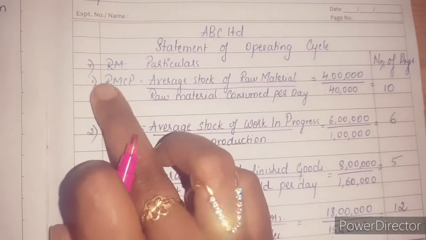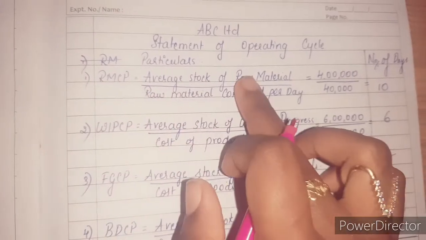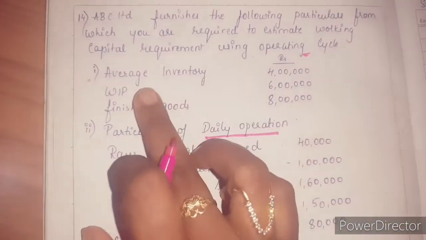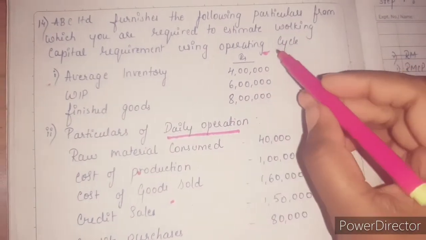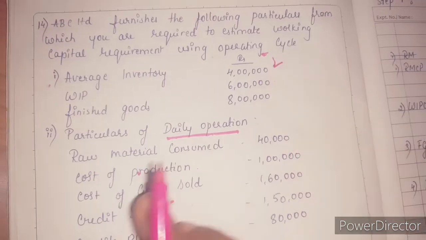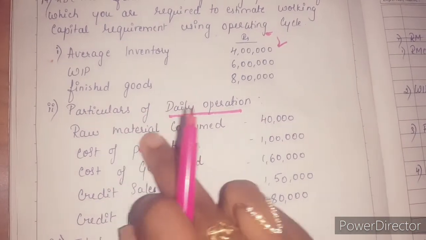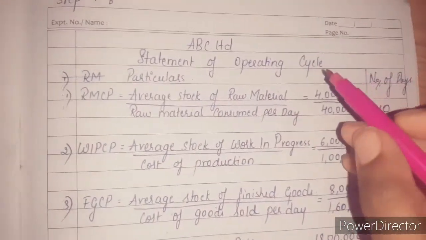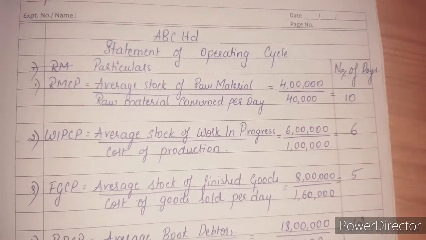Here raw material consumption period is equal to average stock of raw material divided by raw material consumed per day. Average inventory of raw material is 4 lakh, raw material consumed per day is 40,000. So 4 lakh divided by 40,000 we get 10.